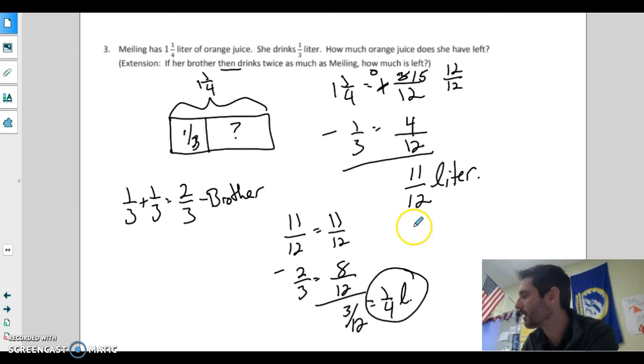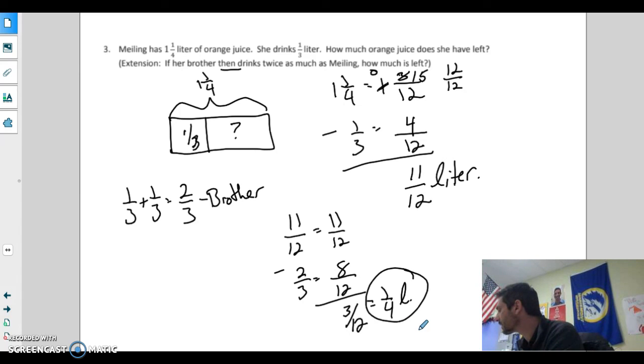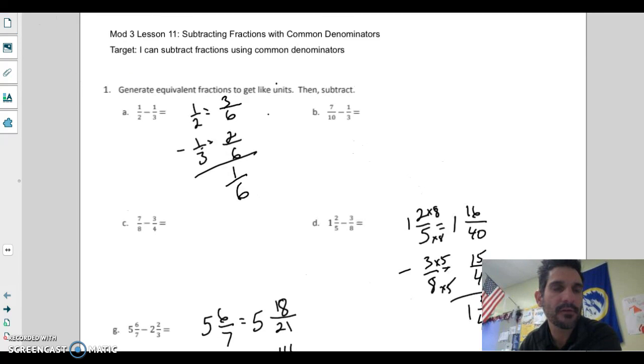Let me make sure that's correct. Hold on 1 second. Extension, extension. Did I get it? Hold on a second. What lesson is this? Lesson 11. Hold on.